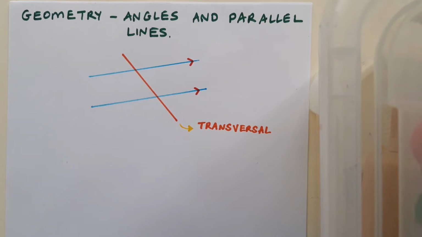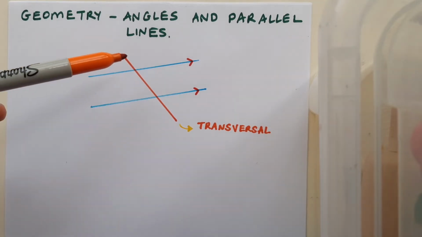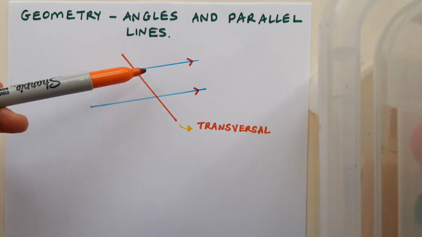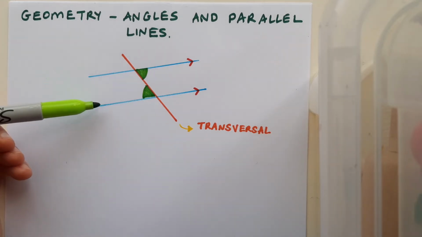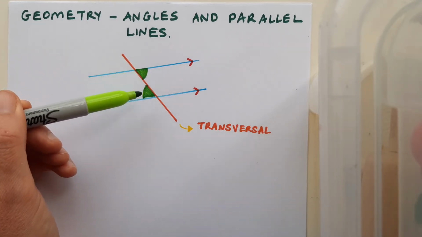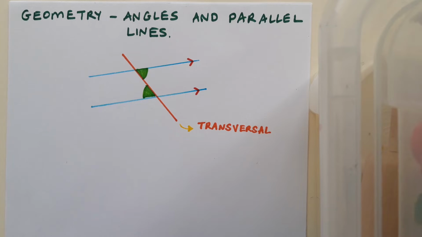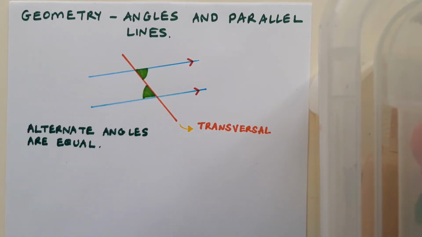You can see that by drawing in the transversal in this case, I've created 1, 2, 3, 4, 5, 6, 7, 8 angles. And some of these angles are equal in size. These two angles marked in green are the same size. Notice how they are between the parallel lines, but on opposite sides of the transversal. Angles like this are called alternate angles, and alternate angles are equal.